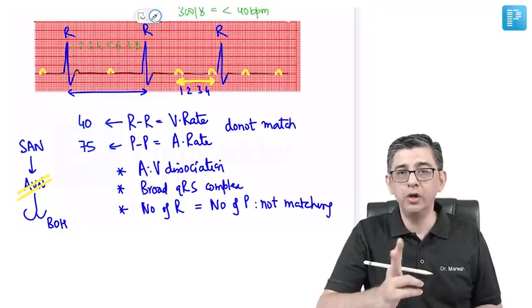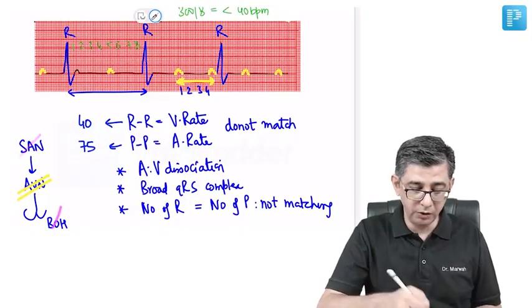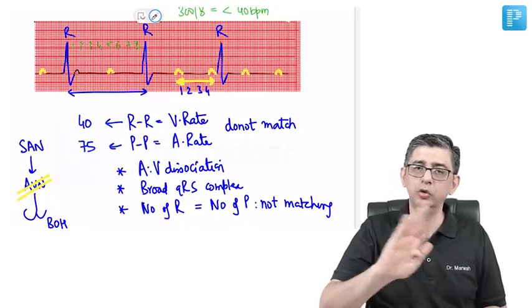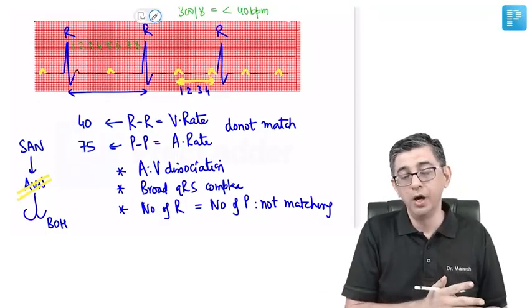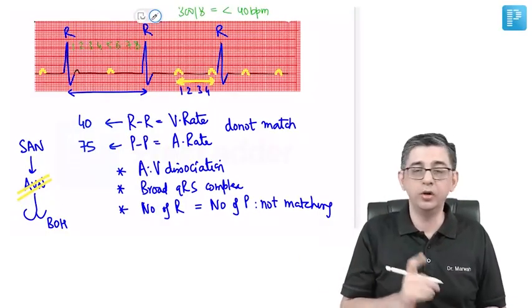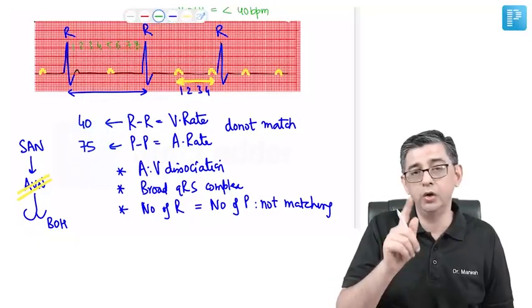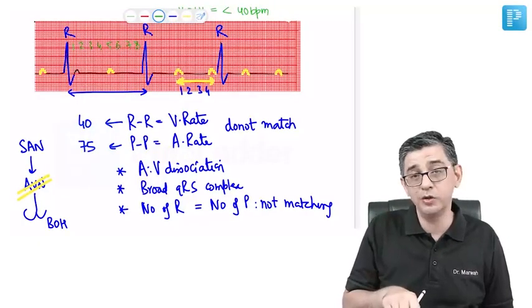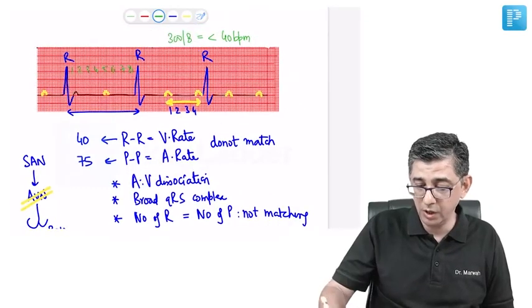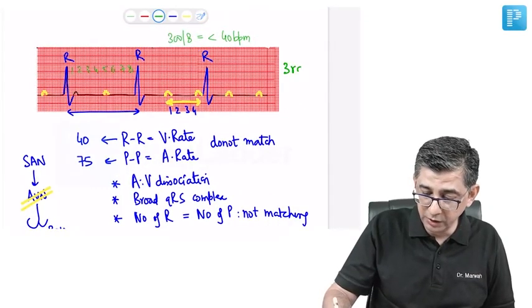You will be sending two leads. One will shut down the SA node, other will shut down the bundle of His. We will ask them, both of you shut up. You are causing a problem, and we will not let the pacemaker control the heart rate. So this condition that I have currently described before you, where you use a dual lead pacemaker to shut both these fellows up because they're making a mess of the situation, is what is called third degree heart block.